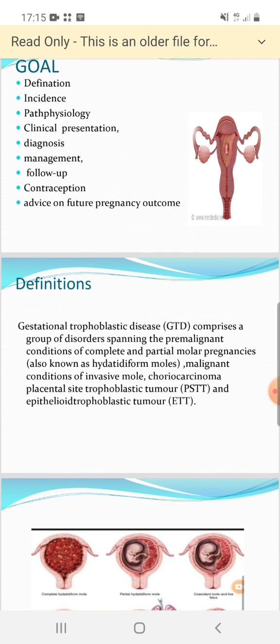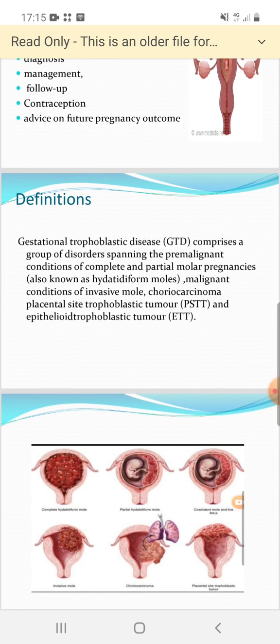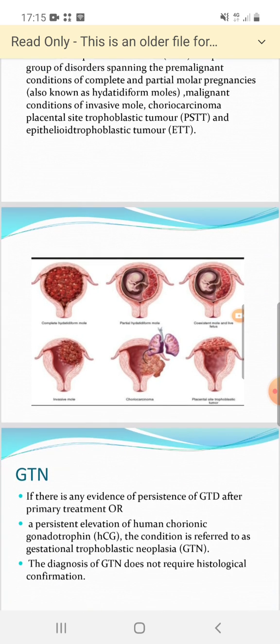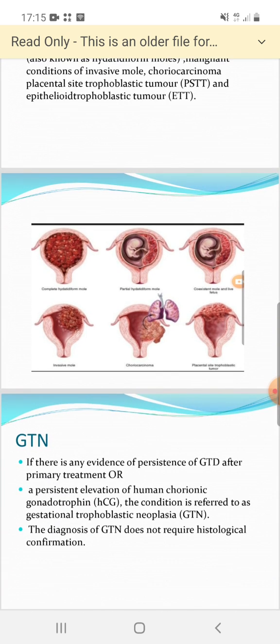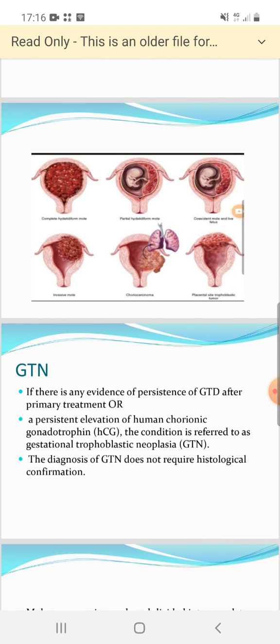Now, gestational trophoblastic disease is a group of disorders spanning premalignant conditions, from complete and partial moles, which we call hydatidiform moles, to the malignant conditions of invasive mole, choriocarcinoma, PSTT, and ETT, epithelioid trophoblastic tumor. So gestational trophoblastic disease is a group of disorders, not one disease. All of the following come under GTD: complete mole, partial mole with a live fetus or twin pregnancy, invasive mole, choriocarcinoma, and placental site trophoblastic tumors.